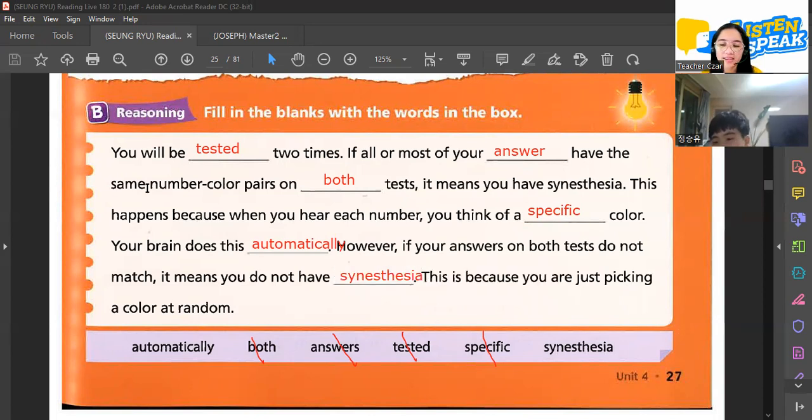Okay, very good. So here, again, a person with synesthesia is going to be tested how many times? Two times. And if your answers have the same numbers and colors in both tests, it means that you have synesthesia, because you have this kind of condition where you can memorize words with their number. And also, if your brain did this automatically, you have synesthesia. However, if your answers on both tests do not match, it means that you don't have any synesthesia at all. So now, we are all done with this topic.